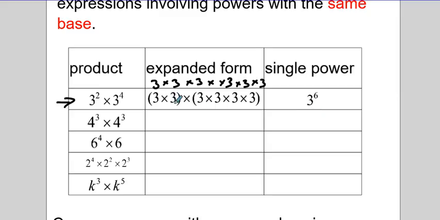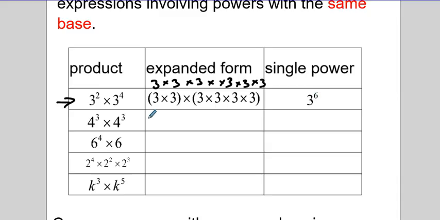Do you see a shortcut? Because writing out this expanded form is pretty long. So the shortcut is: add the exponents. You don't even have to write the expanded form. I'm not going to ask you to write the expanded form to simplify this. Just add the exponents. In this case, they have the same base of 3, so all we have to do is take 2 plus 4, which is 6.